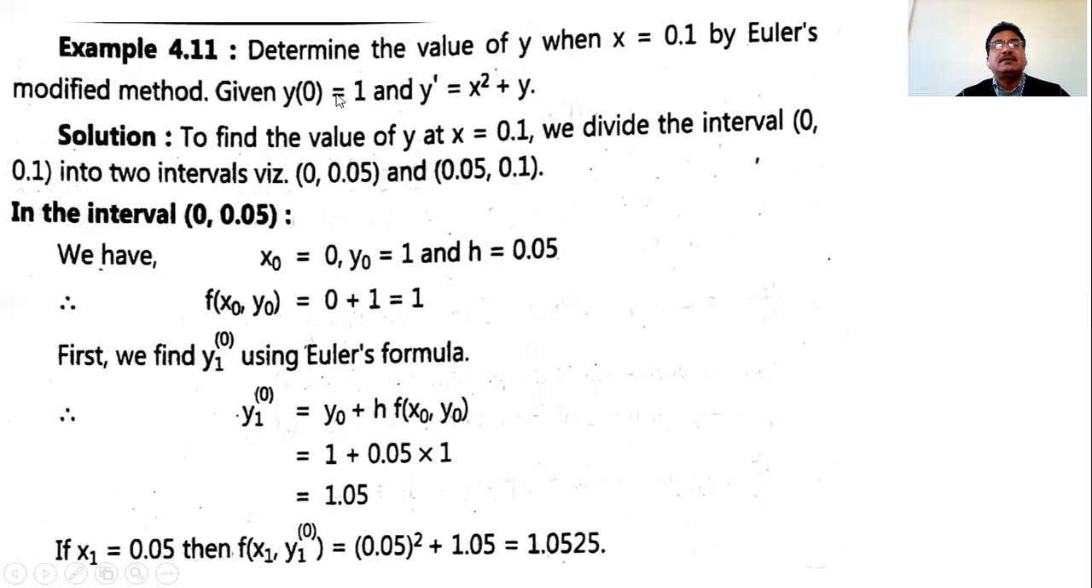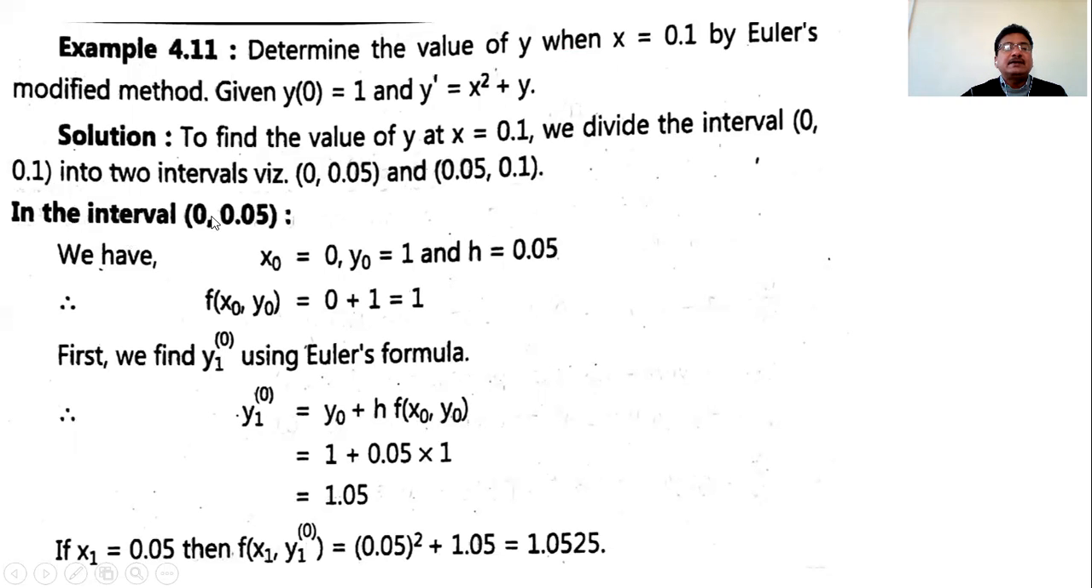There is no instruction in the problem whether to divide the interval or not. So we can directly find the value of y at 0.1, or divide the interval into two parts, or three parts. Here we divide the interval into 2 parts. H is 0.1 minus 0 divided by 2, that is 0.05. The starting point x naught is 0 and y naught is 1. So the first interval is 0 to 0.05, and the second is 0.05 to 0.1.